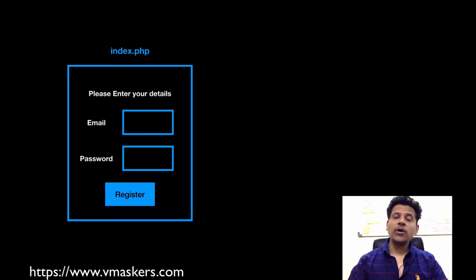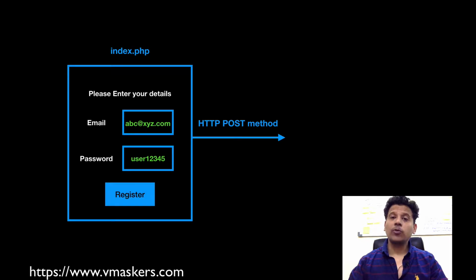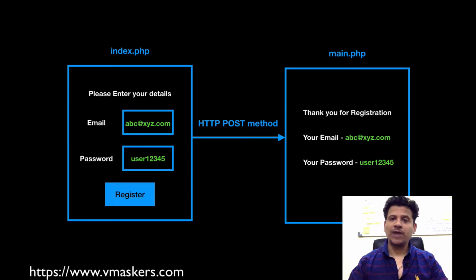So for this, we have to create an index.php file which will ask for the user's email, and there will be a register button. When the user fills in the details and clicks on the register button, the data will be sent for processing to the main.php file, and for this the HTTP POST method will be used. Then main.php will print the information which it received from index.php.